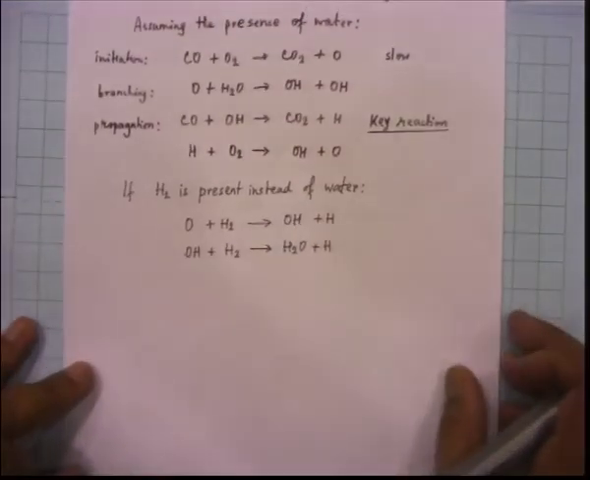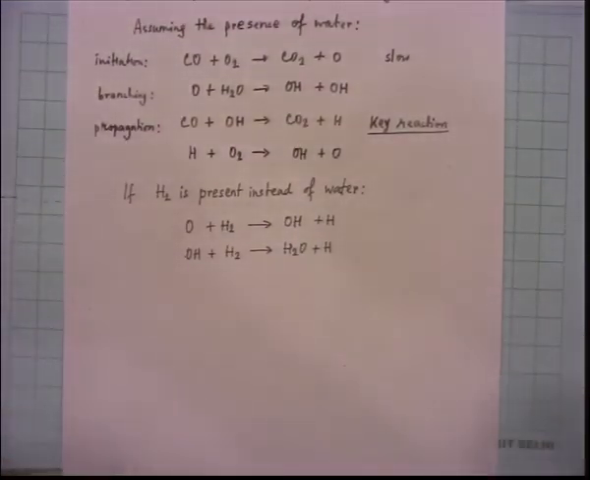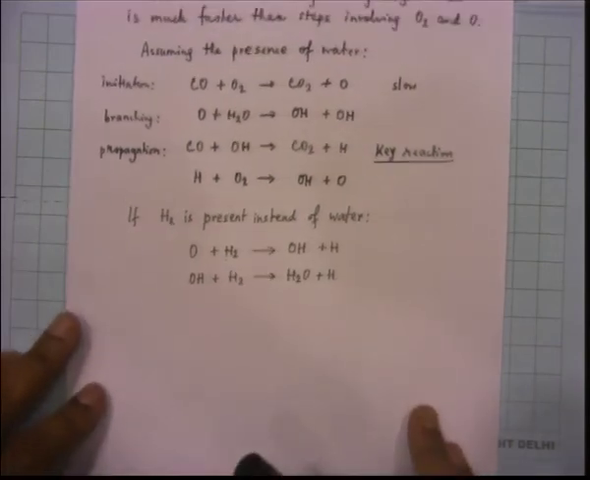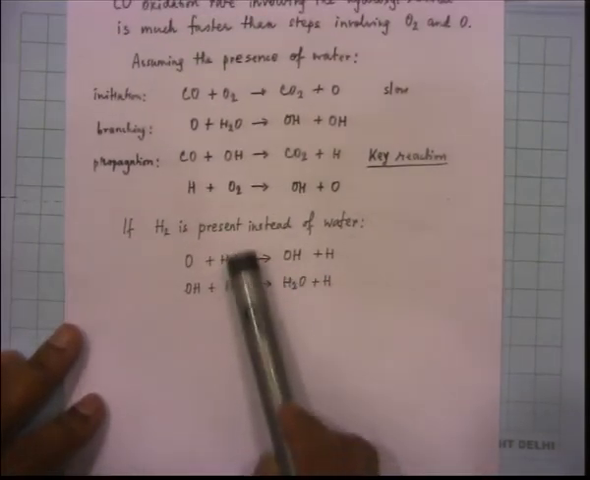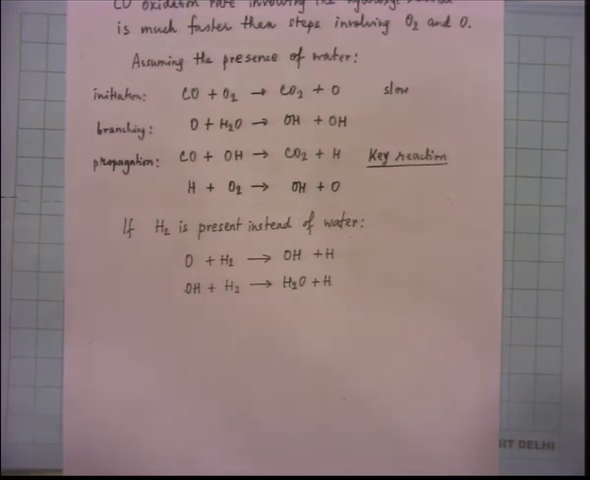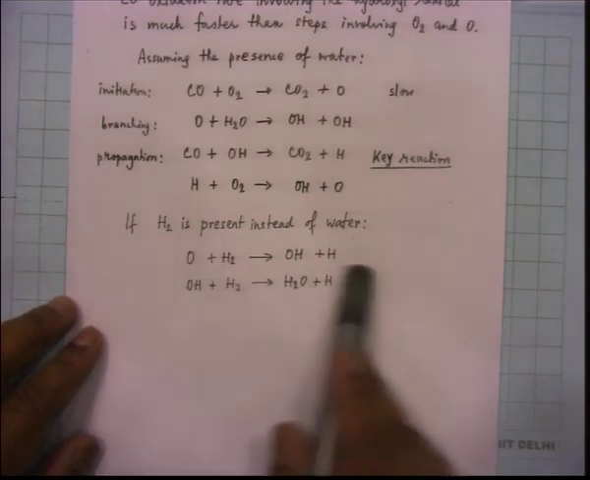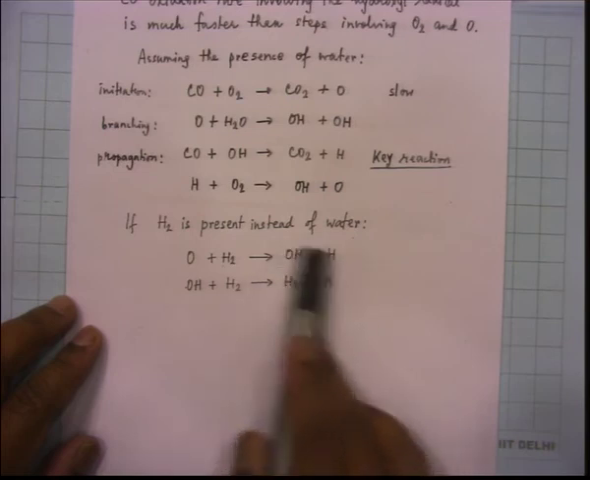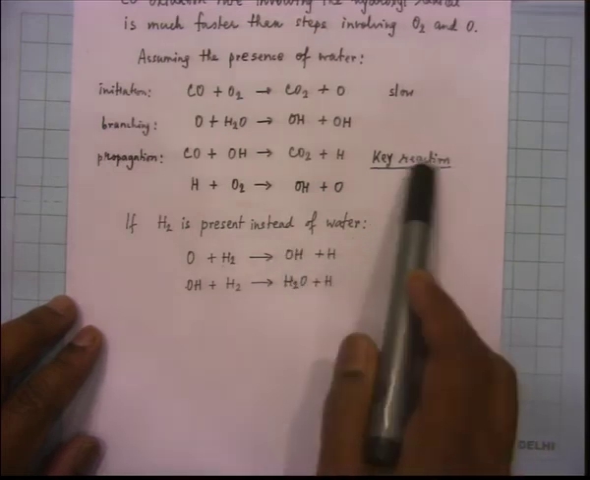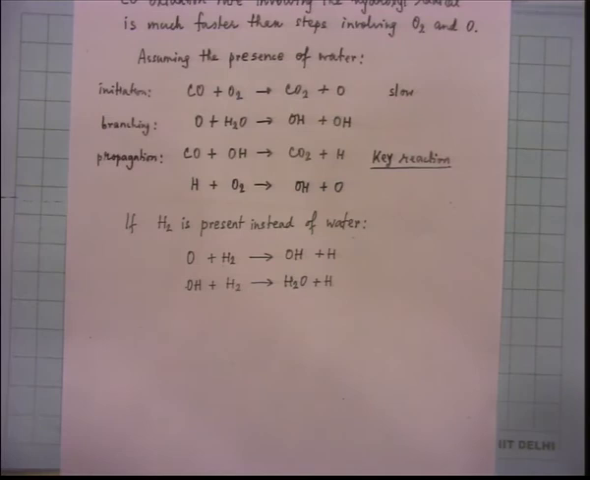The other point that I wanted to make is that even if water is not present, but hydrogen is present, suppose there is some hydrogen. So, you have carbon monoxide which has got a little bit of hydrogen in there. Carbon monoxide plus hydrogen will make sure that there is supply of OH radical, and that will again participate in this key reaction which I mentioned. So, it will still be fast.